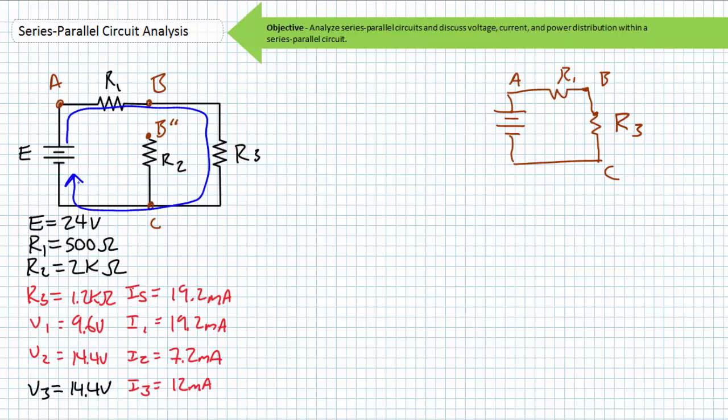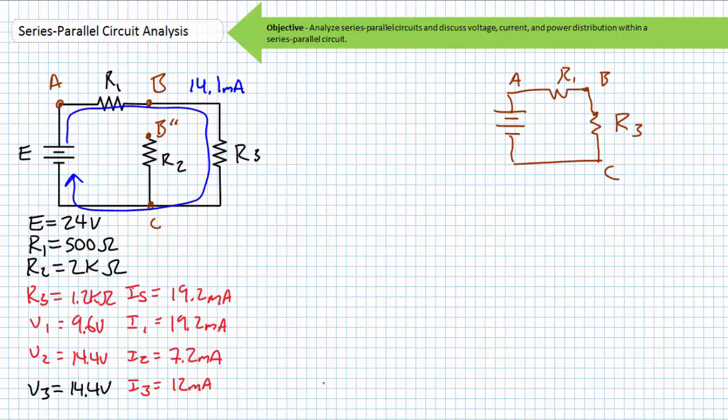In this case, R1 and R3 present series opposition to the source rather than R1 in series with a parallel combination of R2 and R3. R3 by itself will present more opposition in contrast to the parallel combination of R2 and R3. Long story short, source current will decrease because opposition increased.